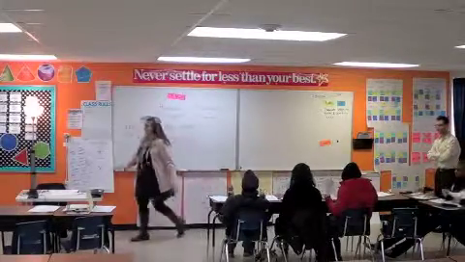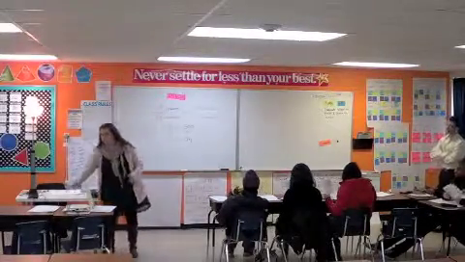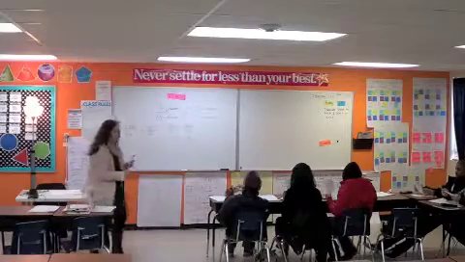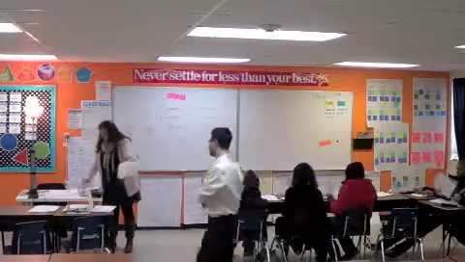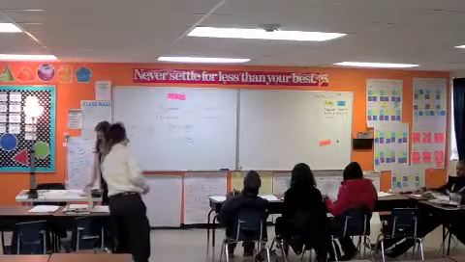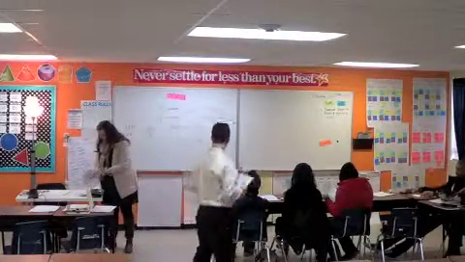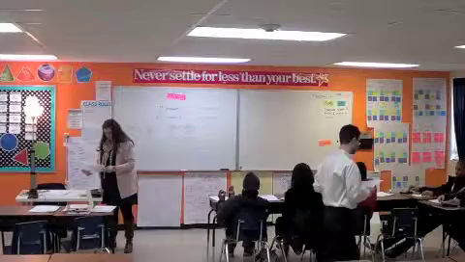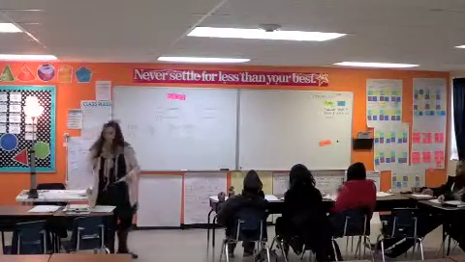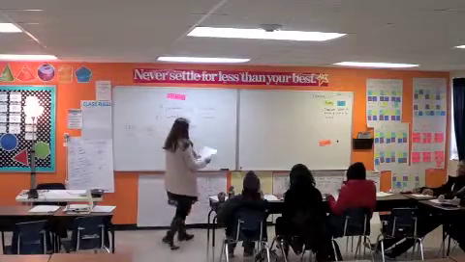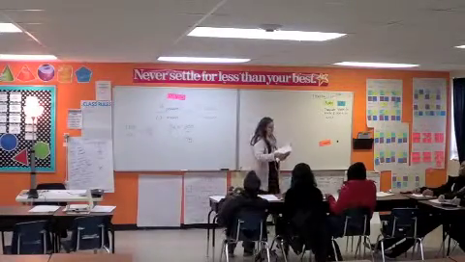A 555 mile, 5-hour plane ride was flown at 2 speeds. First part of the ride, the average speed was 105 miles per hour. The remainder of the trip was an average of 115 miles per hour. For how long did the plane fly at each speed? Wow, that's a lot. What are they asking us for? What's our goal?